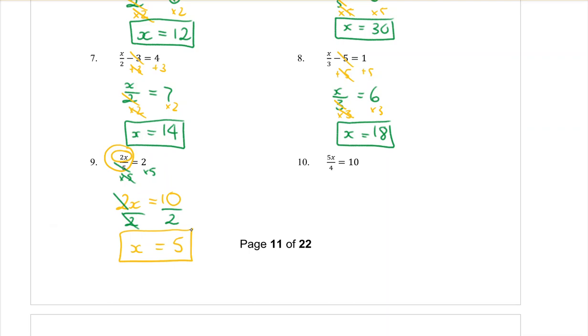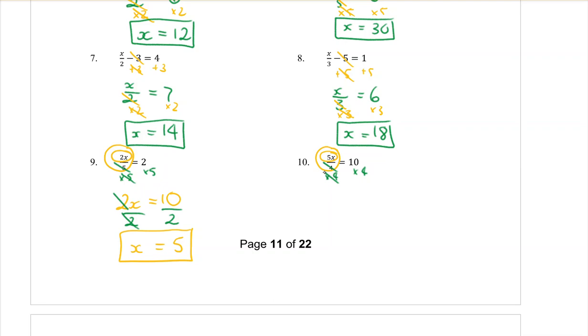Was that a bit unusual? Yep, I'm going to do it again in question 10 because question 10 is very similar. Question 10, we've got the 5x together on the top. And then you're dividing that by 4. That's the second layer. So peeling off that 4, because it's divided, I need to times by 4. Yes, times is the opposite of divide.